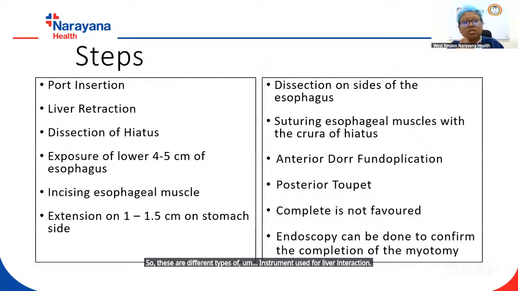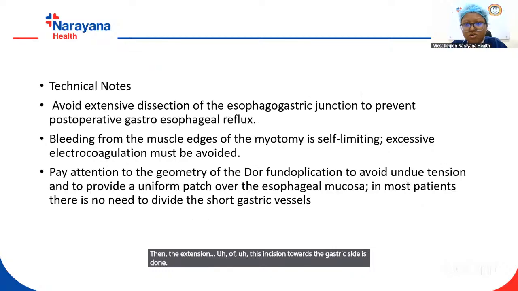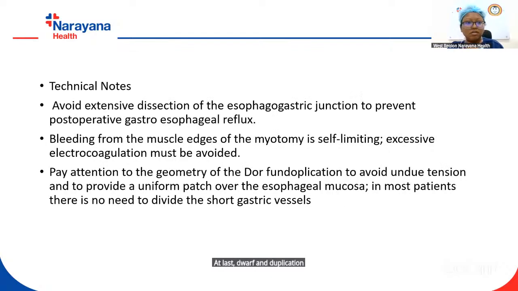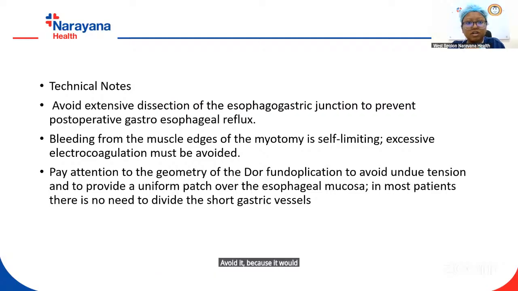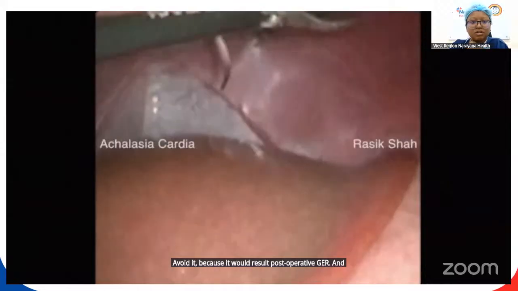These are the steps. The first is to dissect the hiatus and expose 4 to 5 centimeters of esophagus. Then the extension of this incision towards the gastric side is done. At last, Dor fundoplication is done. Extensive dissection at the esophagogastric junction is avoided because it could result in postoperative GER. And this is how it is done.